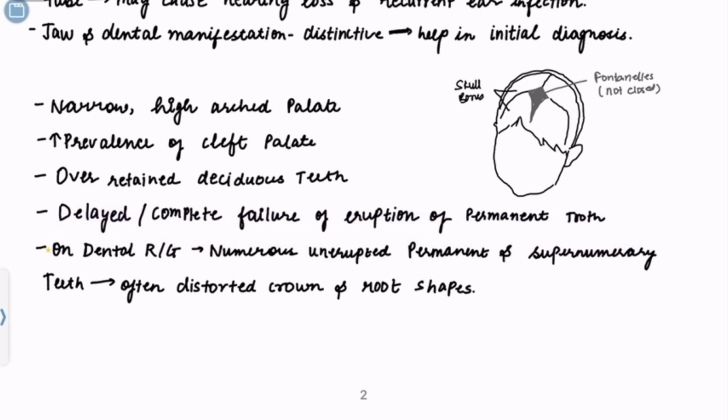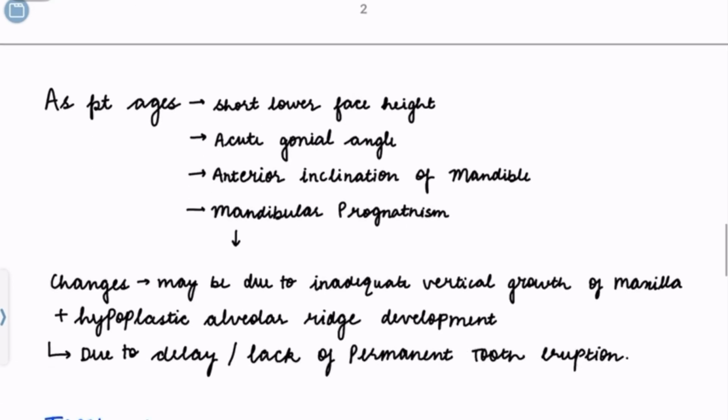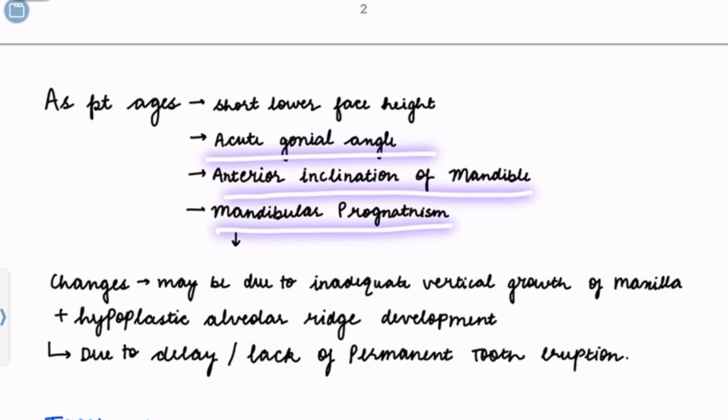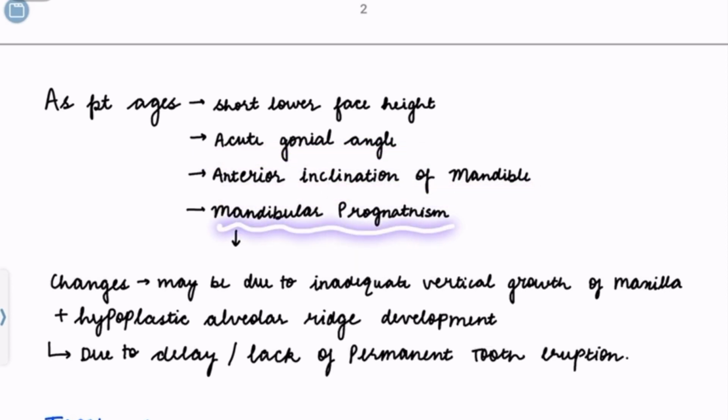If there is failure of eruption of permanent teeth, we will be able to see unerupted permanent teeth on the dental radiograph. On the dental radiograph, numerous unerupted permanent and supernumerary teeth can be seen, and these teeth often have distorted crown and root shapes. As the patient ages, there is a short lower face height, acute gonial angle, anterior inclination of mandible and mandibular prognathism.